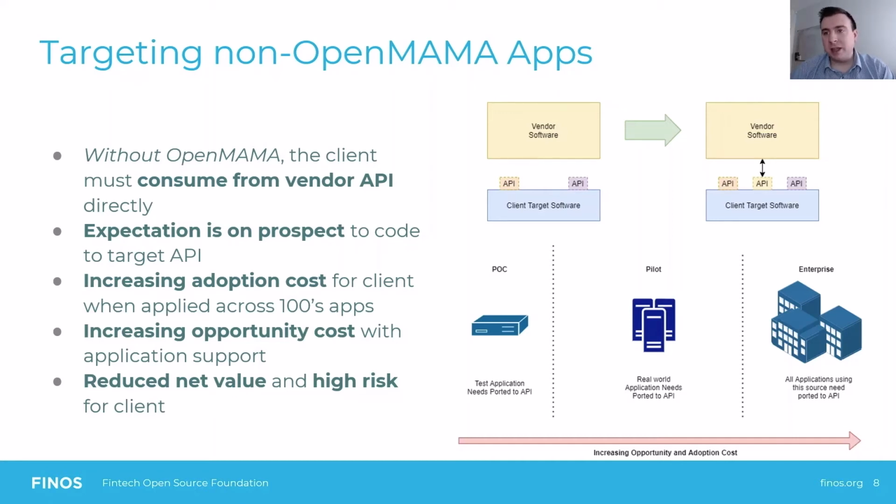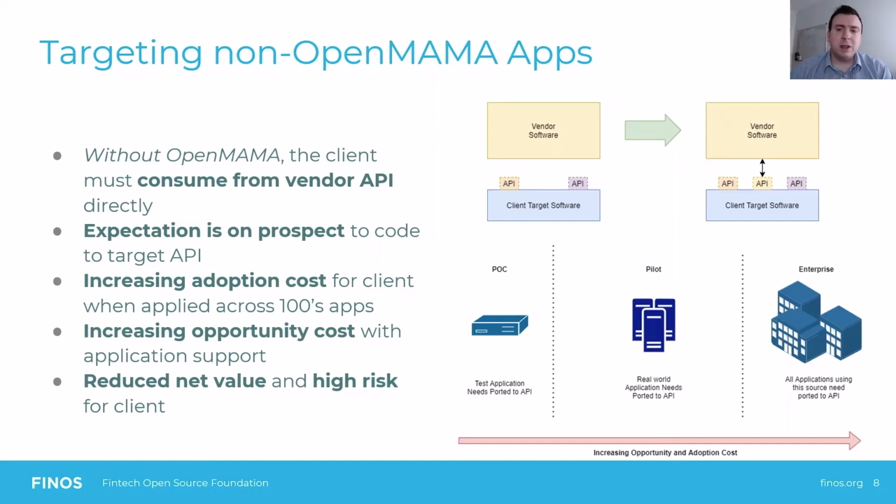And part of the difficulty with opportunity cost as it goes down the timeline is that what might seem initially as quite a compelling prospect, because you're only targeting a single application during a POC phase, and you're receiving the market data and it's fine. Whenever it starts to roll out to a pilot and you start to try and target a real-world application or a cluster of applications, it becomes increasingly complicated.